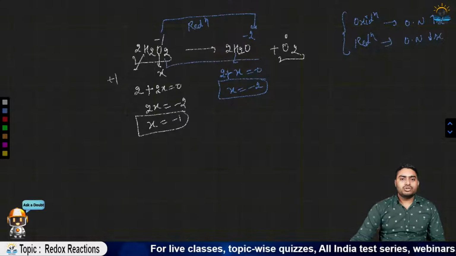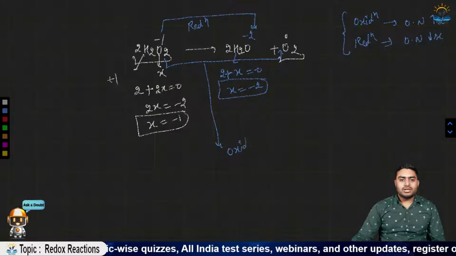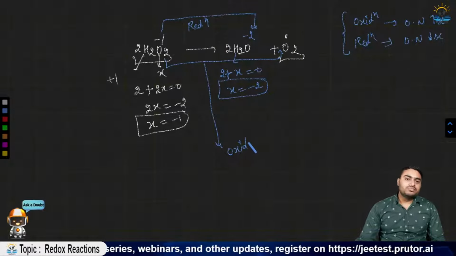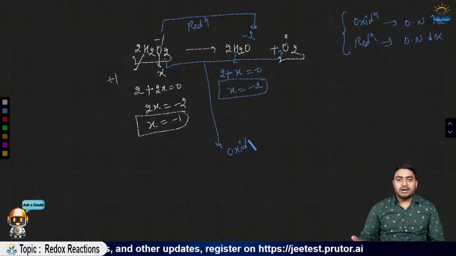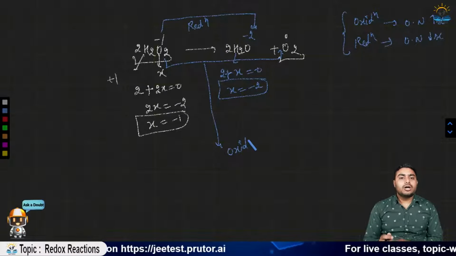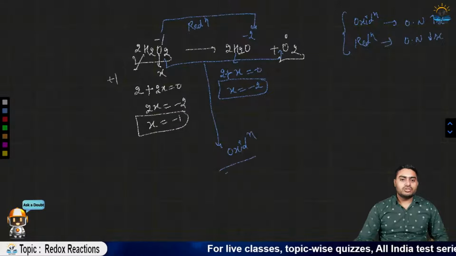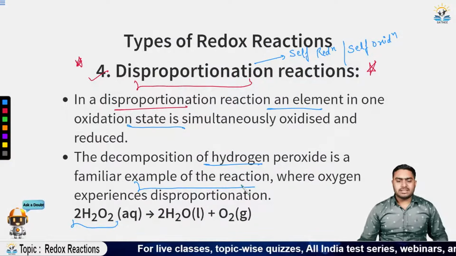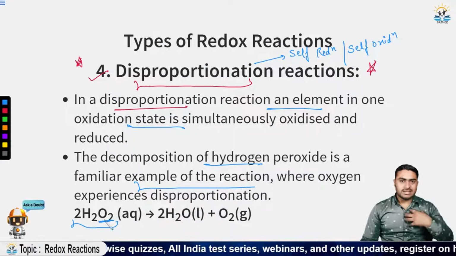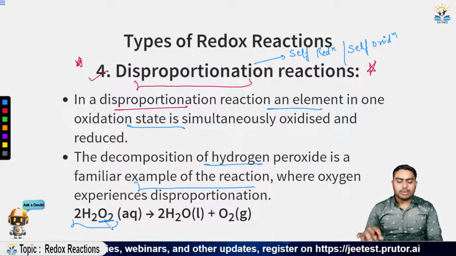And minus 1 to 0, definitely it is increasing, so it is undergoing oxidation. So you can say H2O2 undergoes oxidation as well as reduction. From H2O2, the oxygen undergoes oxidation as well as reduction. This is a very familiar example. So oxygen experiences a disproportionation reaction, that means self oxidation, itself oxidized and itself reduced. That's the point here. I hope you are getting this point. This is the disproportionation reaction.